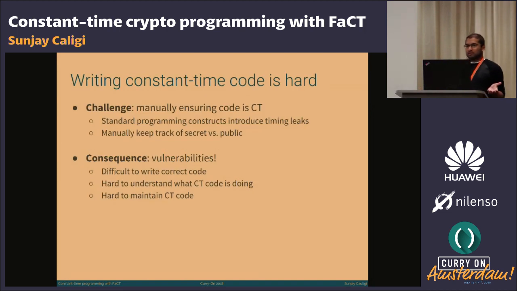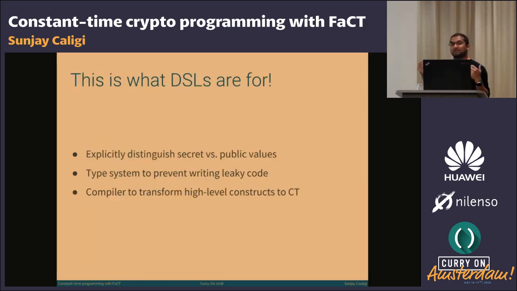So constant time code is really hard to work with. It's hard to reason about. You have to manually keep track of what is public and what is secret. You're folding your control flow into data. And it just makes everything really hard to maintain. And so if you were at Jesse's talk just before this, this is exactly the kind of pain that we would like to defeat with DSLs.